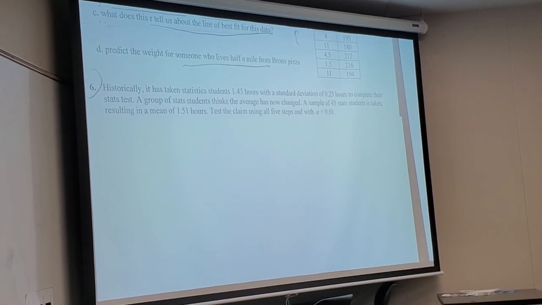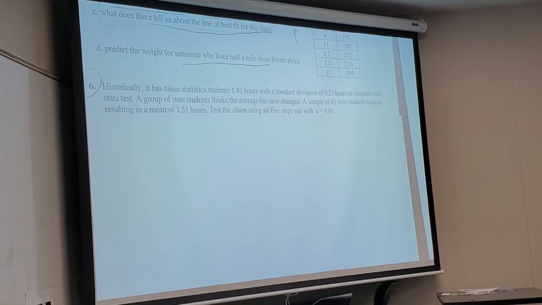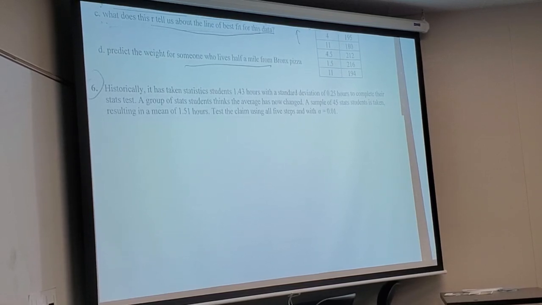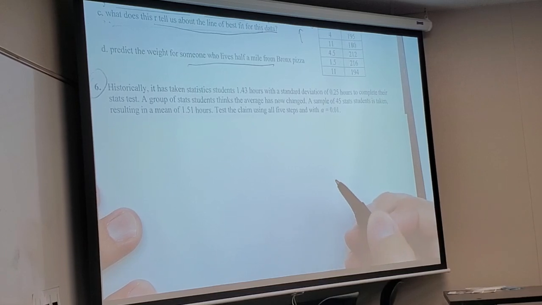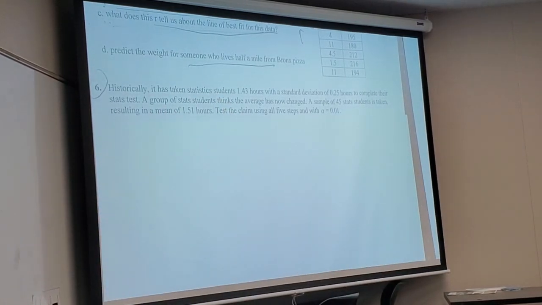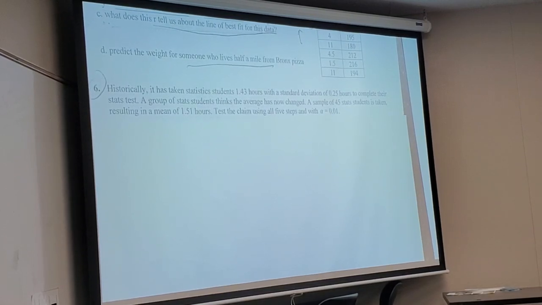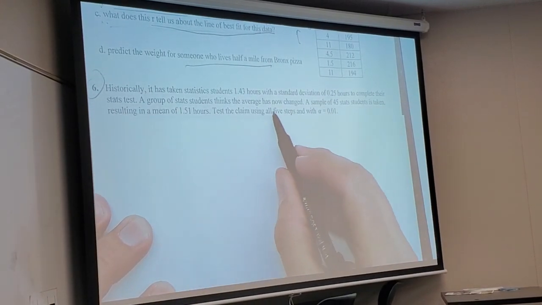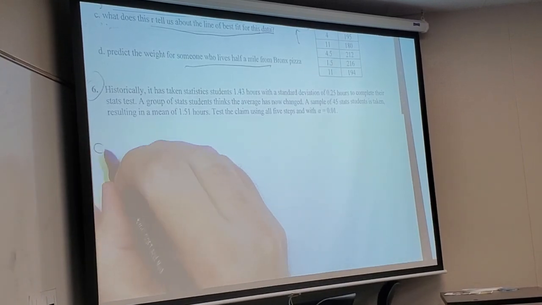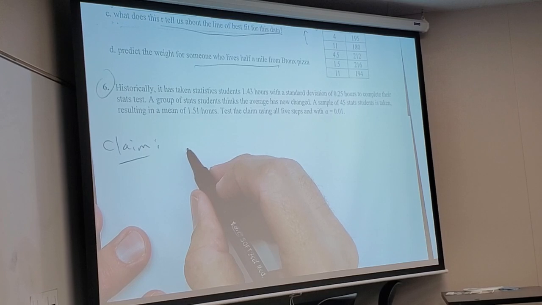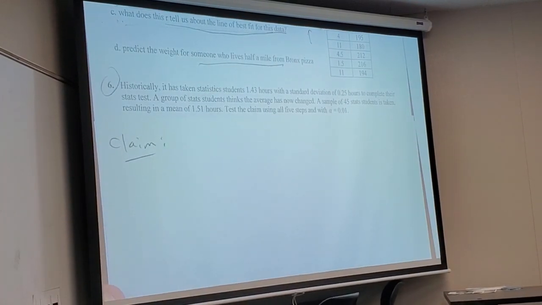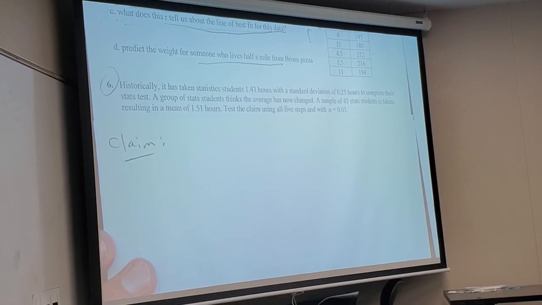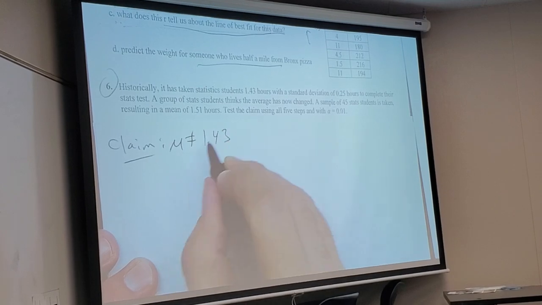Can somebody read through that and let me know what the claim is? It takes statistics students 1.43 hours to complete their SAS test. So that's what it's been historically. Somebody's got a claim about that: the average has now changed. So a group of stats students thinks the average has changed. That's the claim being made, right? So how would I write that claim in math-ish? It doesn't say it has increased, it just says it's changed. So not equal to. They think it's not equal to what it used to be.